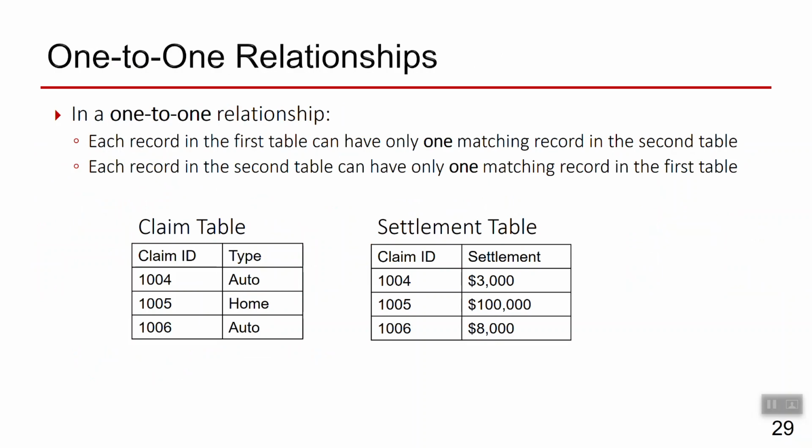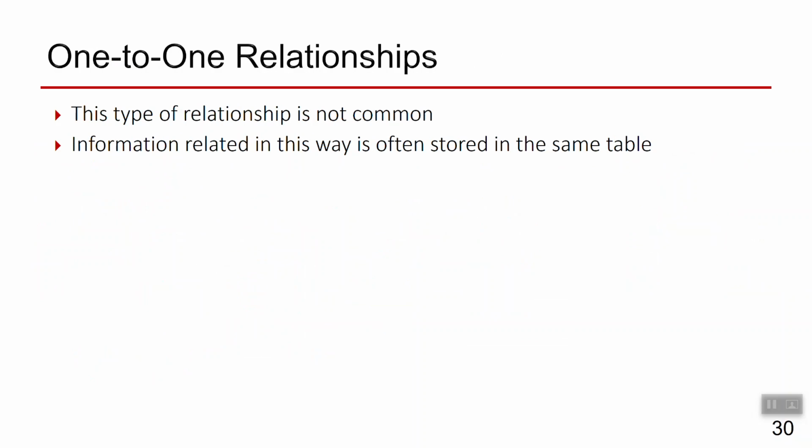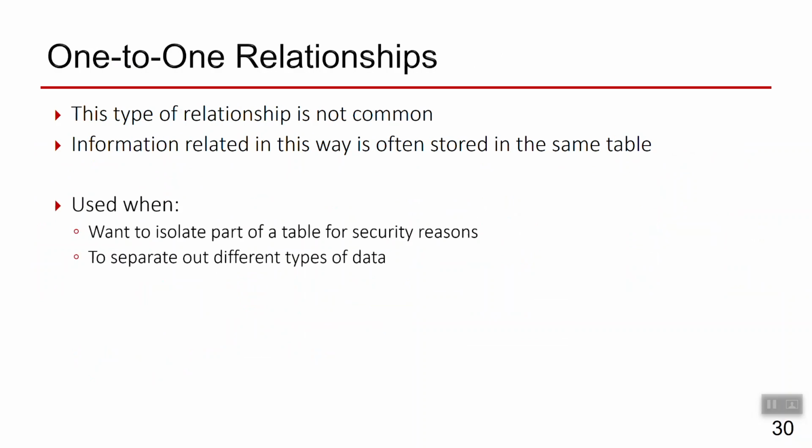So in the one-to-one relationship, each record in the first table can only have one matching record in the second table, and vice versa. So you'll notice here that claim ID is listed one time in the claim table and also listed one time in the settlement table. When working with good database design, this type of relationship is not common because this kind of information can usually be stored in the same table. There are a couple of exceptions if we want to isolate part of the data for security reasons or separate different types of data.